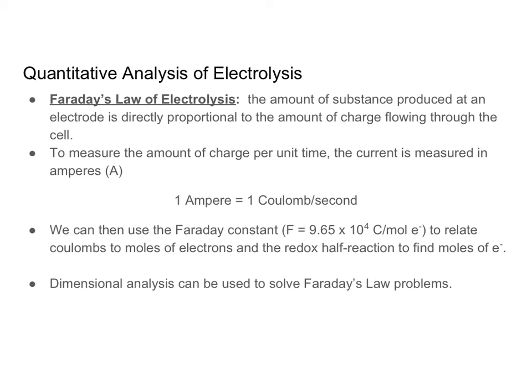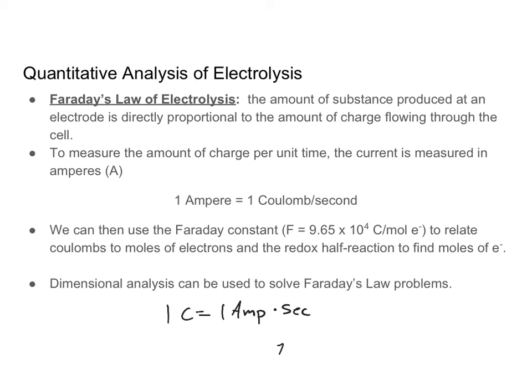What I'm getting at here is that 1 amp is equal to 1 coulomb per second, because the measure of charge per unit of time is the amp. That can be manipulated in a couple of different ways. So for example, 1 coulomb would be equal to 1 amp second, right?